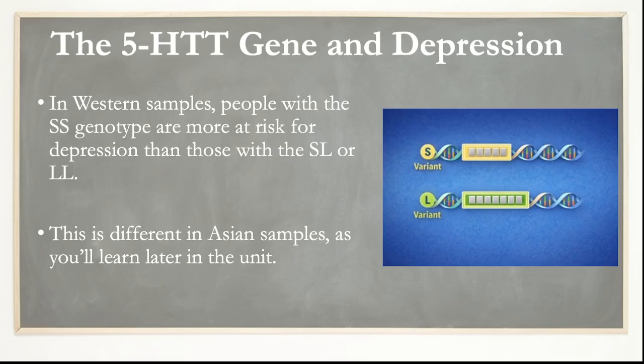Now I keep finding myself saying in Western samples, people with, and because it's common language, the risk variant is the SS genotype, the short allele variant. Actually, that's only been found in Western samples. Fascinatingly, which we go into more detail later in the unit, it's the opposite for Asians.